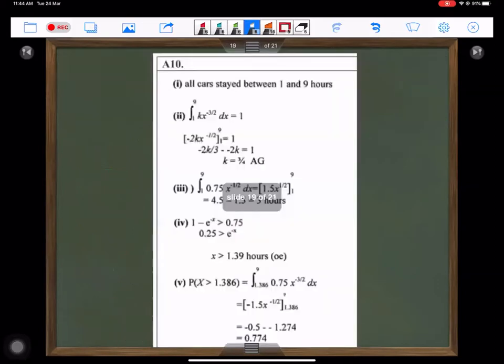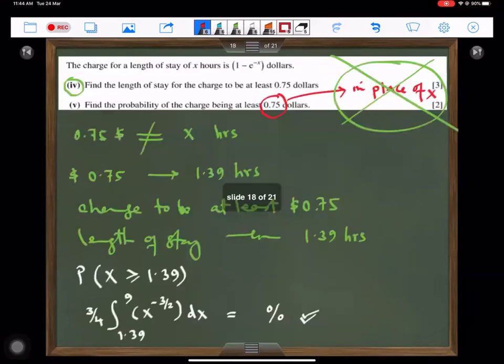Let's look at the answer. Probability x is greater than 1.386. Definitely you should use the unrounded value. This is the unrounded value, and that is what they have done. So therefore, what is the probability that the charge is at least $0.75? 77.4% is the probability of the charge to be at least $0.75.